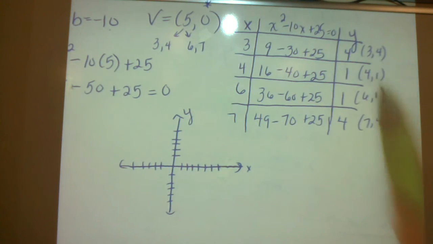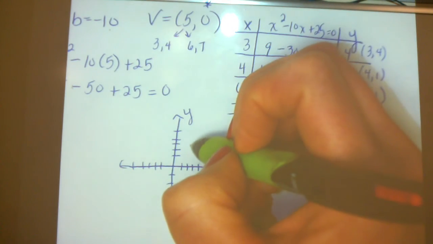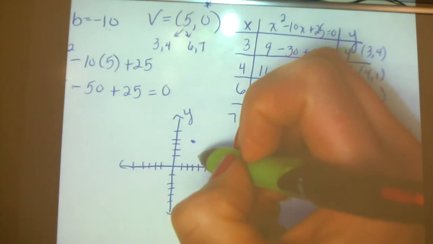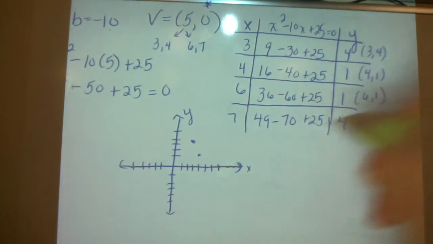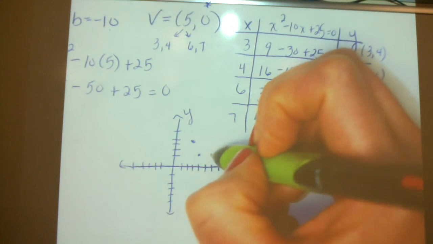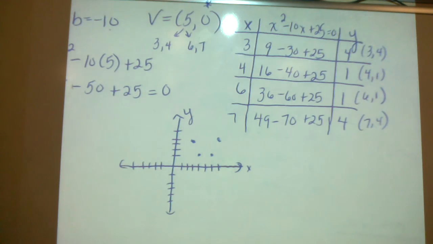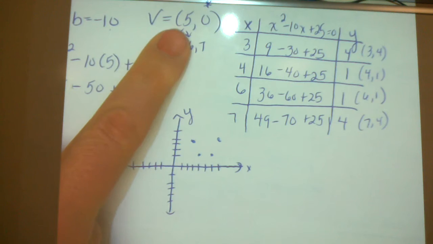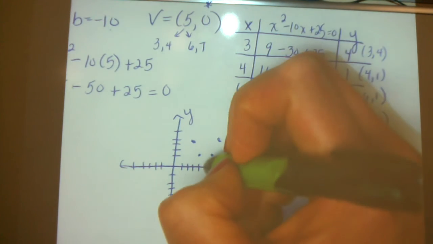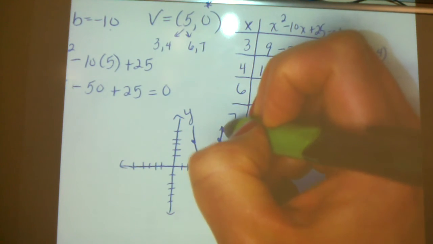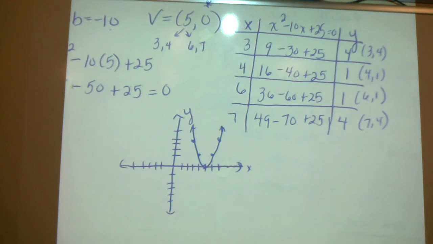Okay, so let's graph this. 3, 4. I've got 4, 1. I've got 6, 1. And I've got 7, 4. And then I've got this point. I've got 4 points. I forgot to graph my vertex. I've got to graph that. That's 5, 0. This is going to be a curve. It's not a V. All right, so we've graphed all 5 points.